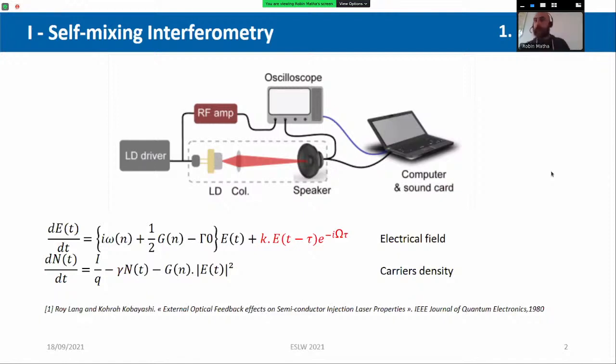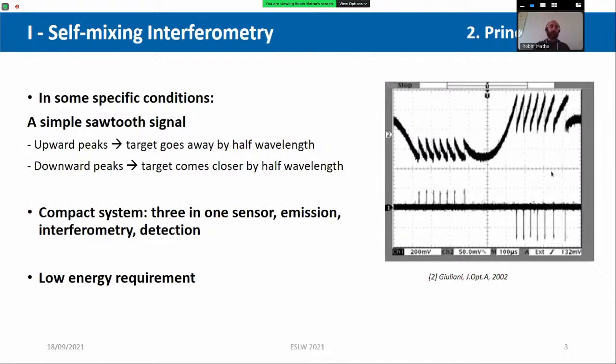In principle, when the feedback level, meaning the photons reinjected into the laser, is not too low or too high, we can have such an experimental signal as you can see on your right. Here, upward peaks are when the target goes away by half a wavelength, and downward peaks when the target comes closer by half a wavelength. So this corresponds to a harmonic displacement. As you can see, the target goes away, and then after it comes closer.